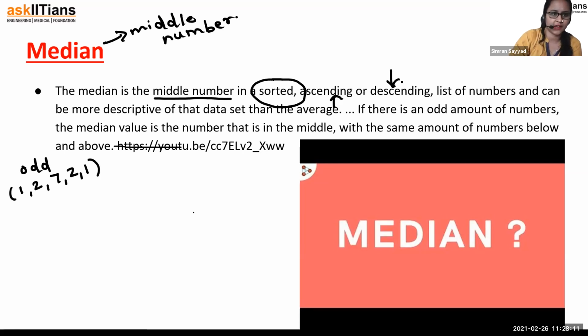So this is 5. So what is the middle term? 7. 7 is the middle term. So what is the median? Median is equal to 7. If I go with the formula, what was the formula? N plus 1 by 2th term.